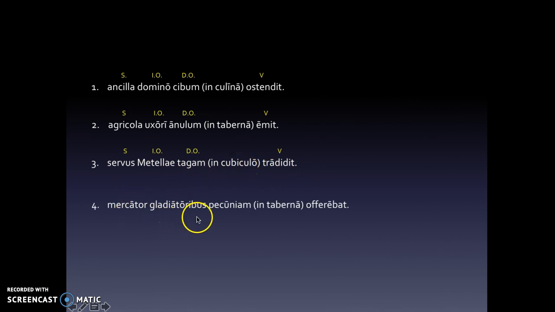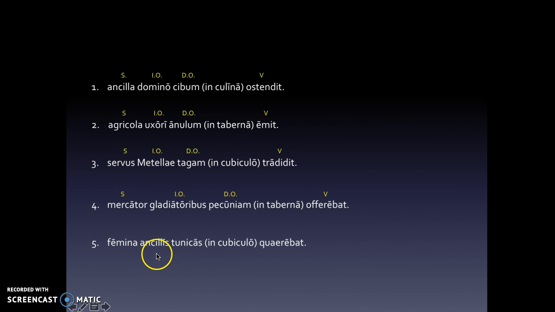All right, mercator gladiatoribus pecuniam in taberna offerebat. In taberna is a prep phrase, so I'm going to put parentheses around it and leave it alone and label everything else. Mercator, this goes in our odd box. It's third declension nominative singular, so it's our subject. Gladiatoribus, this ibus right here, means that it's dative. It could be ablative as well in form, but there's no preposition going with it, so it's dative. Pecuniam, clearly accusative, so our direct object. Offerebat ends in a T, clearly our verb. So the merchant was offering money to the gladiators in the store.